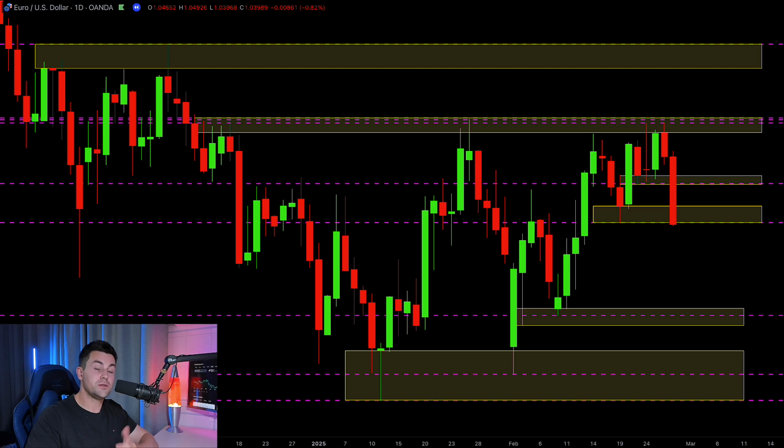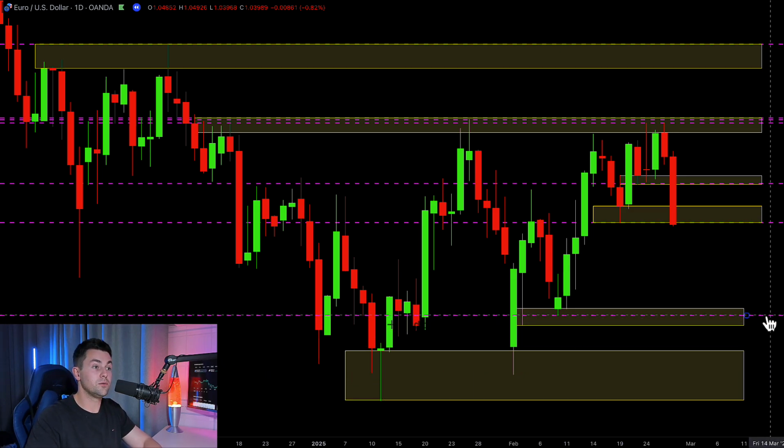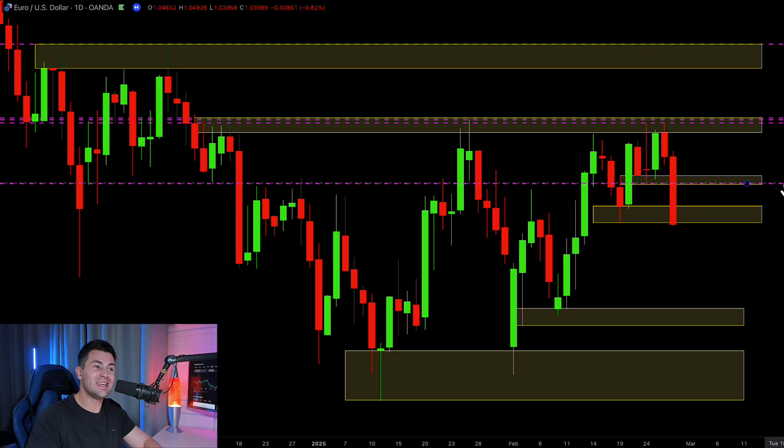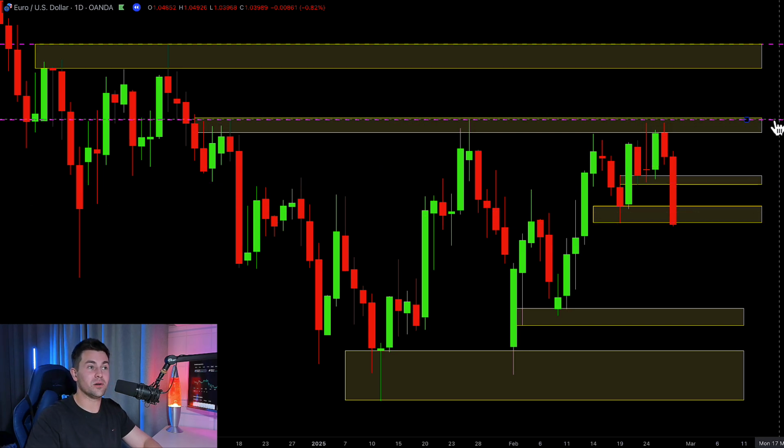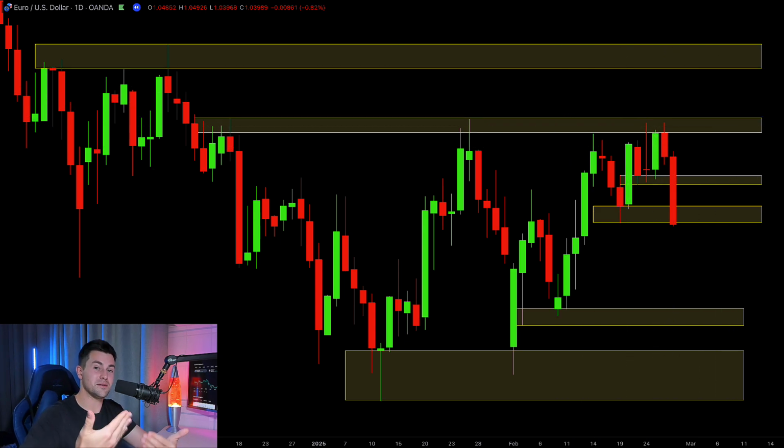And in order to make charts better looking, I always recommend my students removing the key levels from the chart, because they make the chart a bit messy, and in my view it is better to keep just the zones, the areas on your price chart.